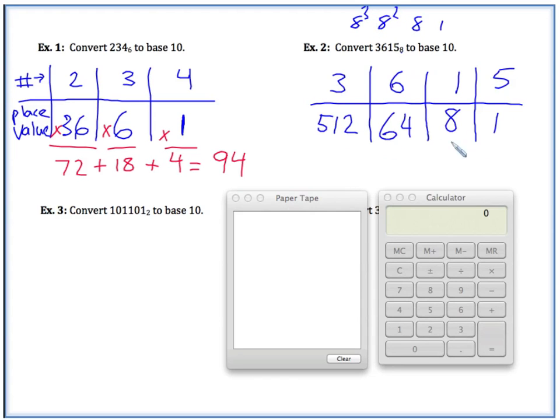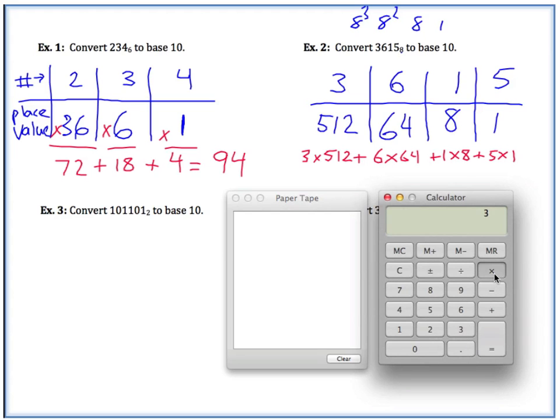Okay, so now this whole thing becomes a multiplication problem. It's going to be 3 times 512 plus 6 times 64 plus 1 times 8 plus 5 times 1. And this is the number written out in expanded form. So we'll just do this in our calculator now. 3 times 512 plus 6 times 64 plus 1 times 8 plus 5 times 1. And so our total here is 1,933.